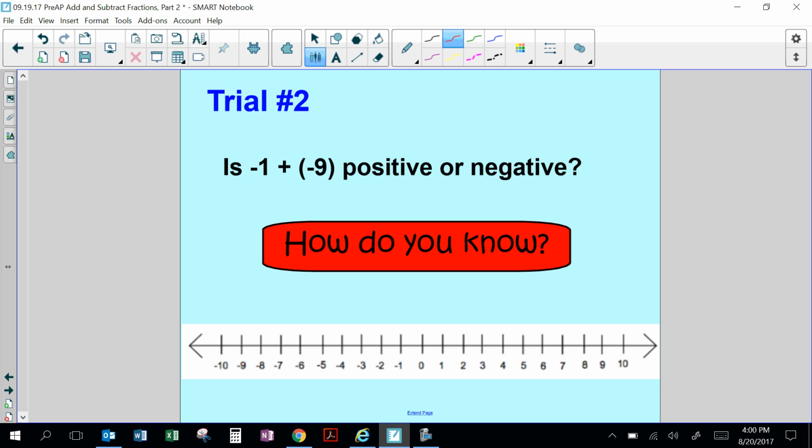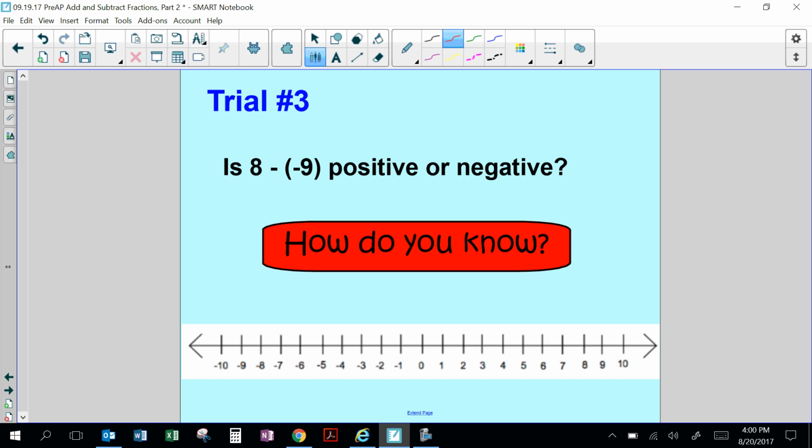-1 plus -9. What do you predict? Positive or negative? Negative. -1 combined with -9 is -10. No 0 pairs. Or I start at 0, I go 1 unit to the left, 9 units to the left, stop at -10. Number trial 3.